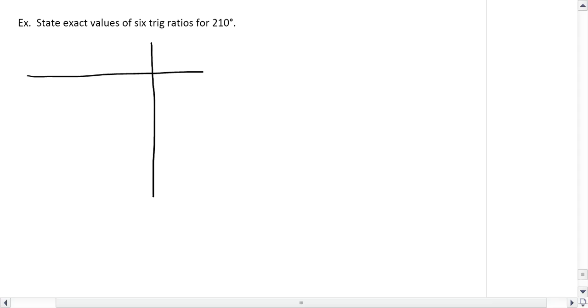All right, let's look at an example. State the exact values for all 6 trig ratios for 210. So following our steps, first drawing the angle, finding the reference angle, comes around 180 and 30 more degrees would be about like this. The reference angle is 30.